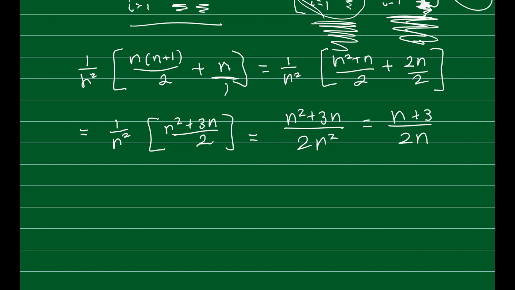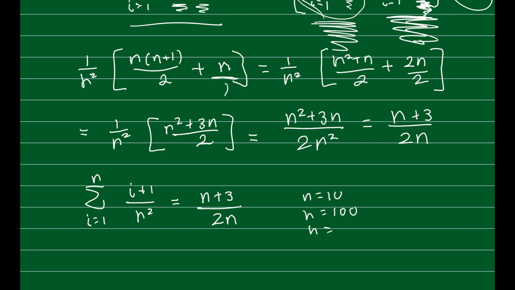So what did we just find out? We found out that the sum from i equals 1 all the way to n of (i plus 1) over n squared, through all that manipulation, is actually nothing but just equal to n plus 3 over 2n. And using the values that we wanted, we can go ahead and calculate the summation for the first n terms by using this formula.